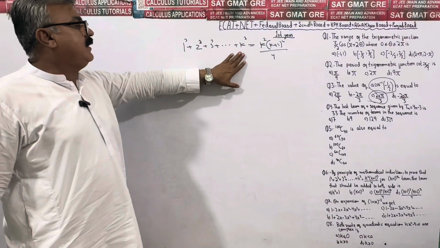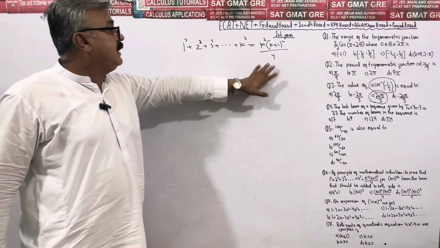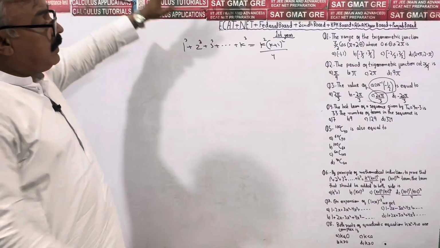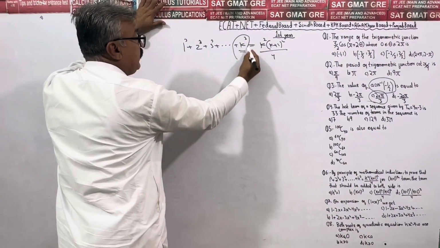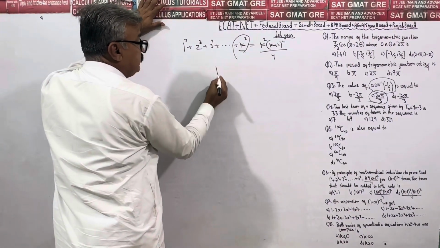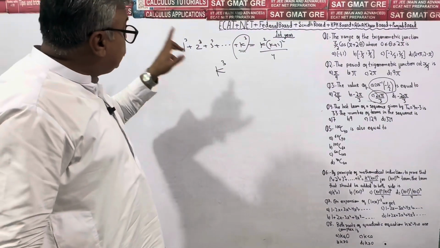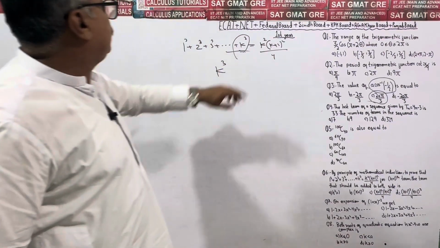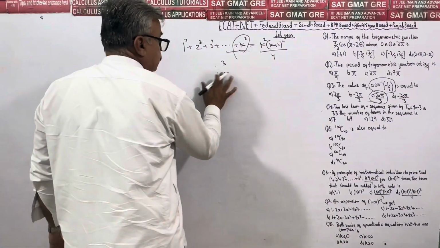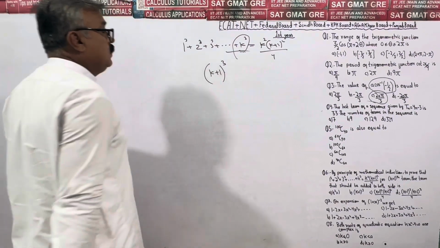Put n equal to 1 to verify. Step 2, suppose it is true for n equal to k. We are asked to find the third step. For the third step, what is to be added? Take the last term of the left hand side and replace k by k plus 1.